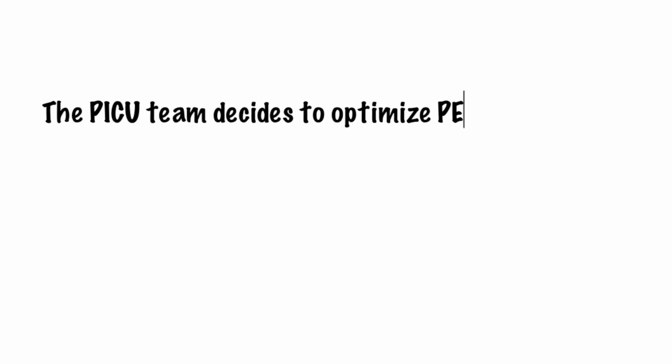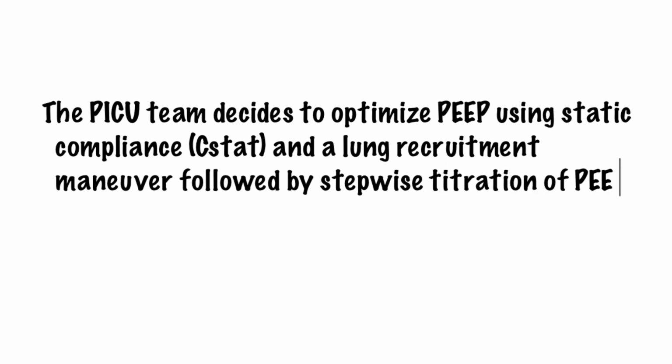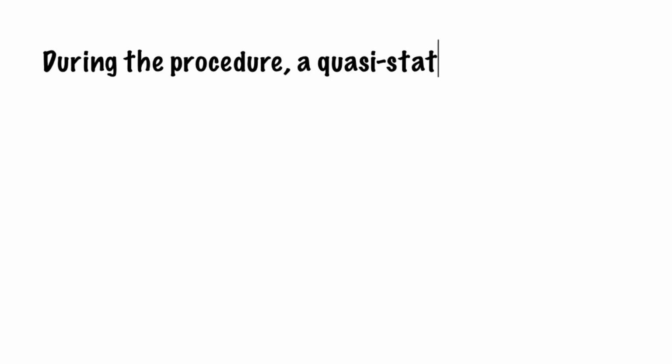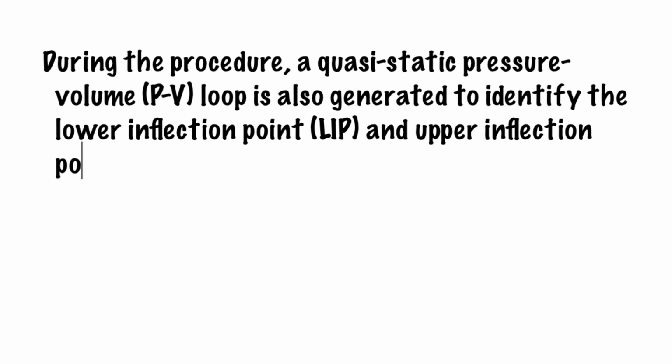The PICU team decides to optimize PEEP using static compliance, C-STAT, and a lung recruitment maneuver followed by stepwise titration of PEEP. During the procedure, a quasi-static pressure volume, PV loop, is also generated to identify the lower inflection point, LIP, and upper inflection point, UIP.